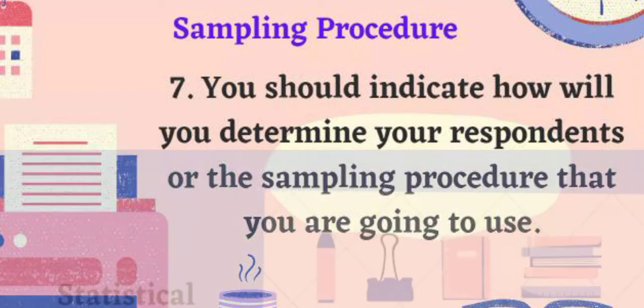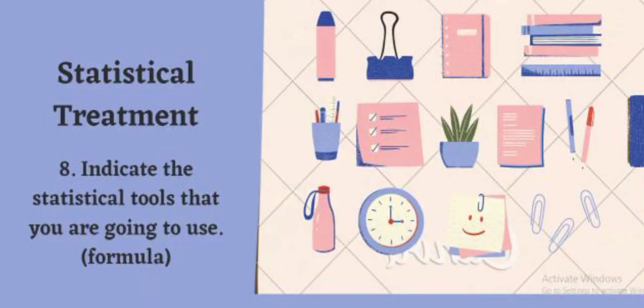And the last tip is tip number 8, which is focused on the statistical treatment. So what are you going to do with this one? Simply indicate the statistical tools that you are going to use, whether you're going to use mean, median, mode, weighted average, and the other statistical tools that you are going to use, or the formula, and then you are going to explain why you are going to use these kinds of formula.